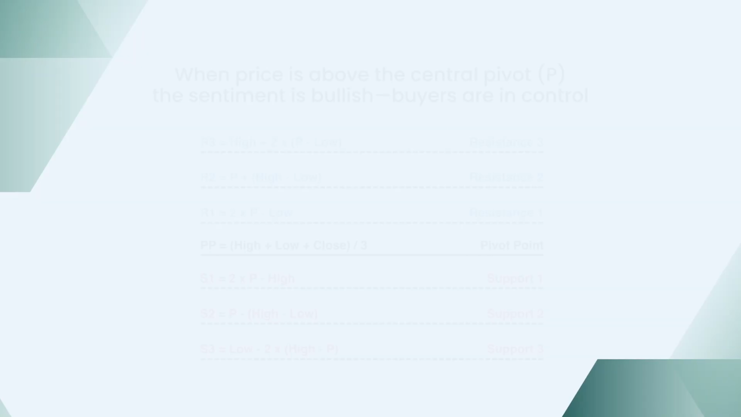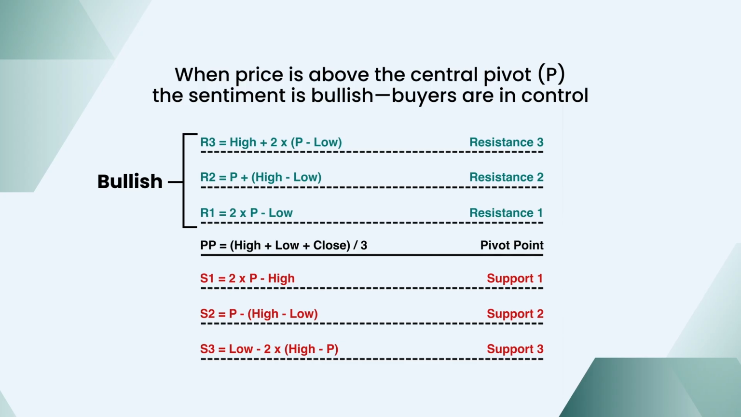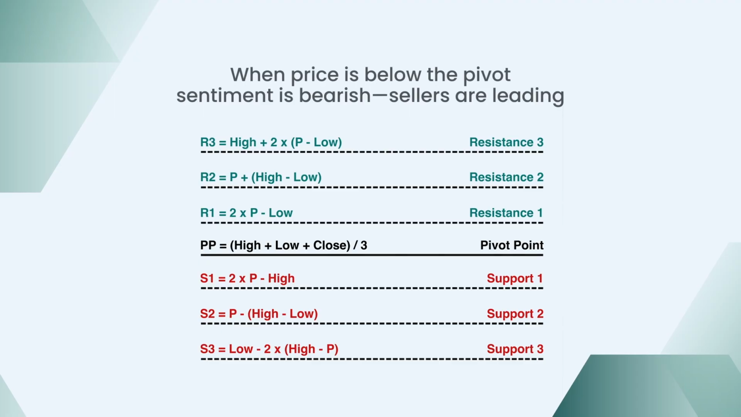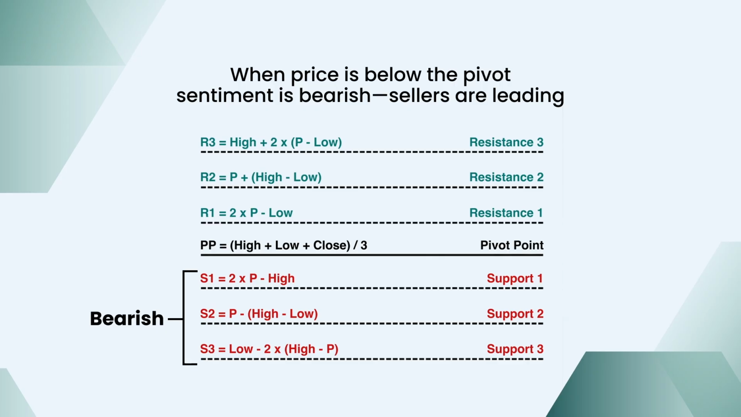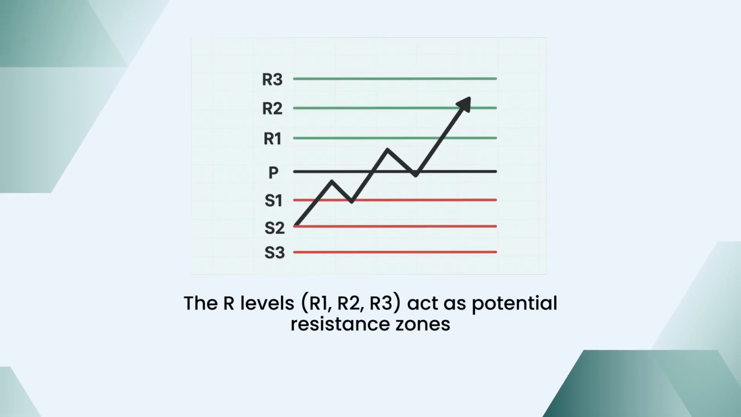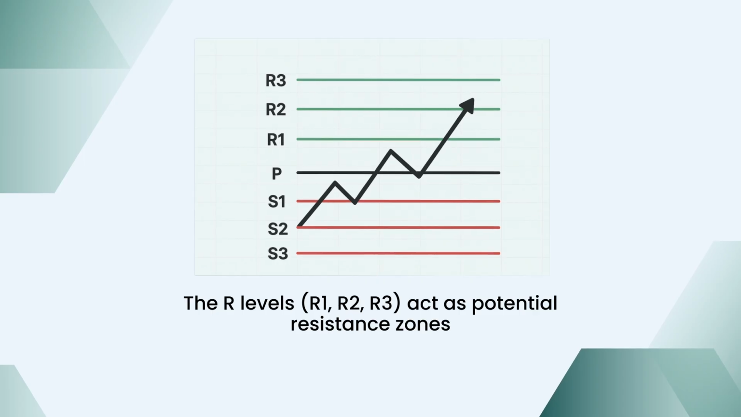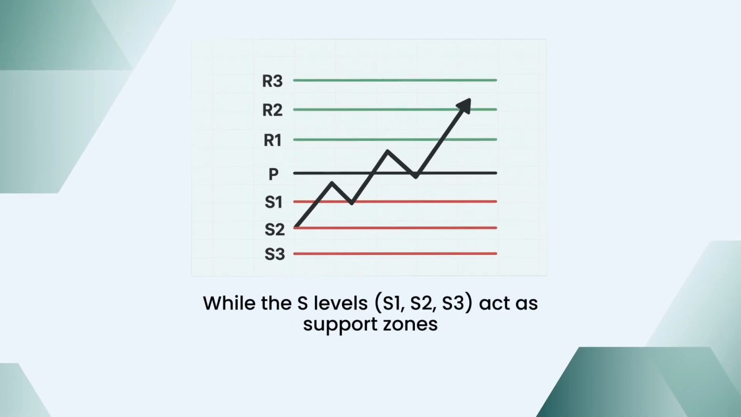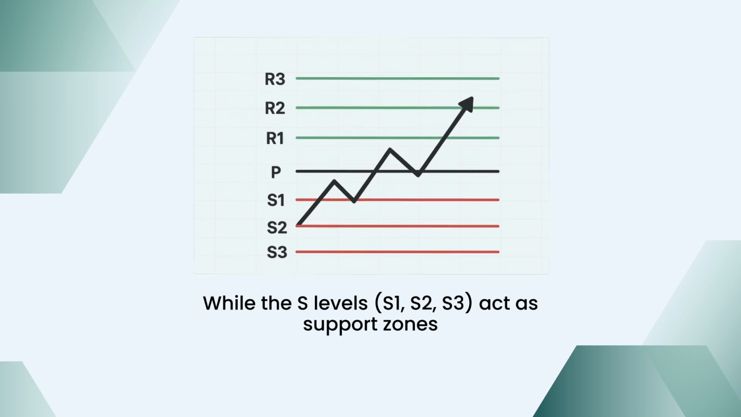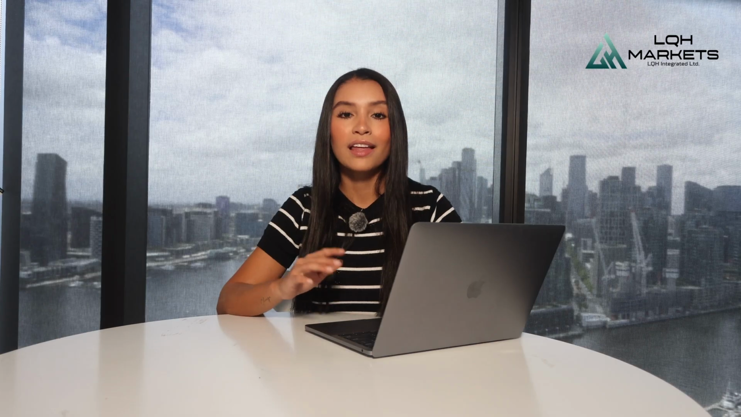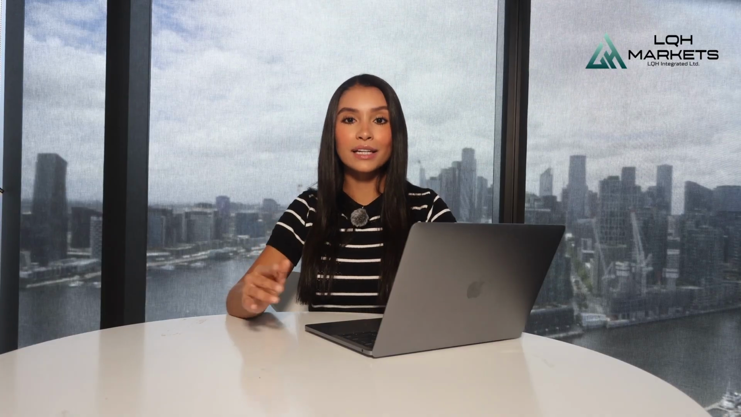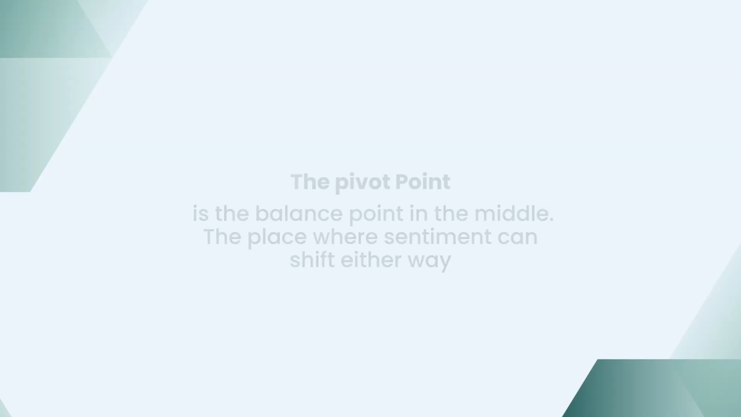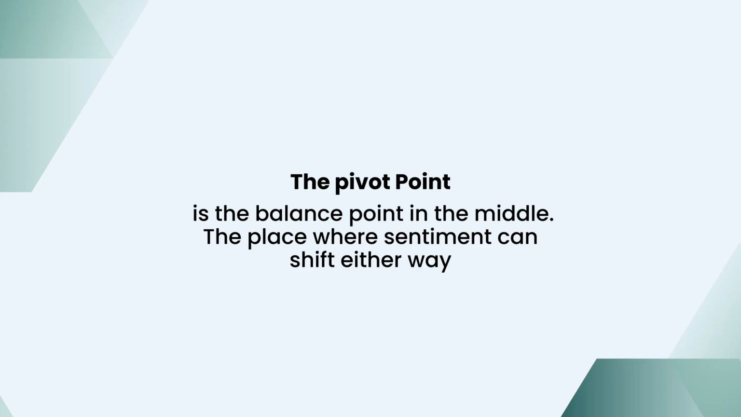Here is the logic. When price is above the central pivot P, the sentiment is bullish. Buyers are in control. When price is below the pivot, sentiment is bearish. Sellers are leading. The R levels, R1, R2, and R3, act as potential resistance zones, while the S levels, S1, S2, or S3, act as support zones. Think of this as the floor and ceiling of the day's price action. The pivot point is the balance point in the middle, the place where sentiment can shift either way.